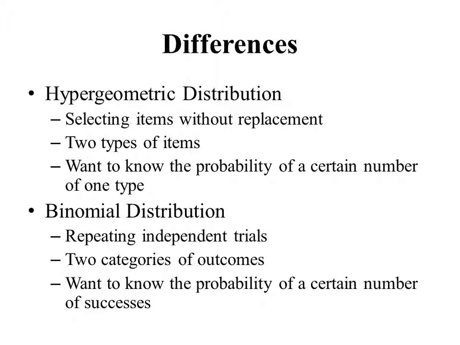And so again, these 2 types of distributions are similar. To determine which one to use, ask yourself, am I selecting items or am I repeating independent trials? If I'm selecting items, then it's a hypergeometric. If we're repeating independent trials, then it's a binomial distribution.